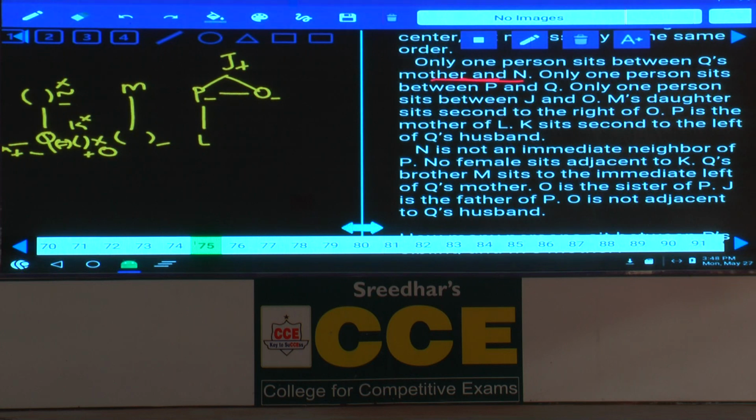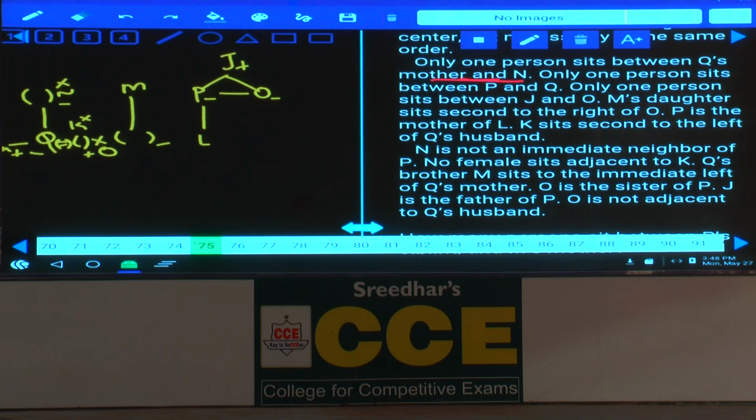And Q's husband. O is not adjacent to Q's husband. One person is between Q's mother and N. Now this Q is a mother having N, but not N. One person between P and Q, isn't it? Next, one person between J and O. M's daughter sits second to the right of O.